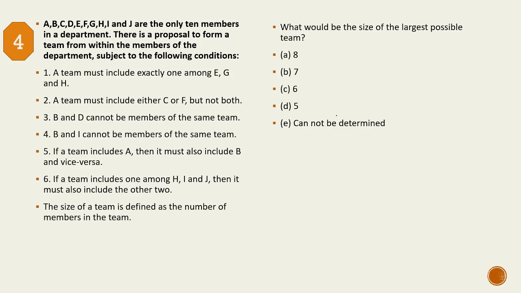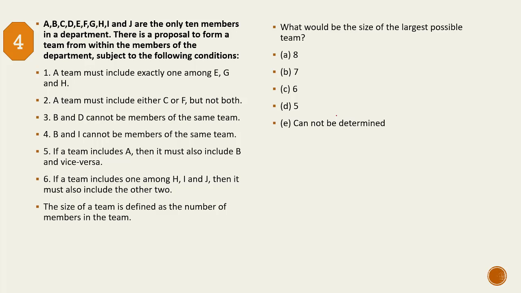Now here we have a question on team formation. In this question we can see there are 10 members in a department. The names are A, B, C, D, E, F, G, H, I, J, and there is a proposal to form a team among these members, but that is subject to some conditions. Now let's understand the conditions.